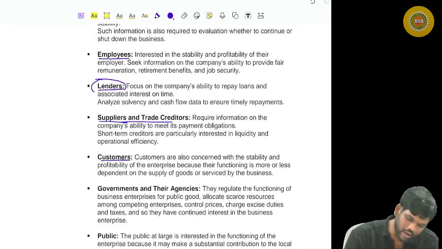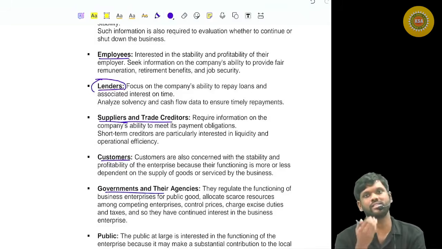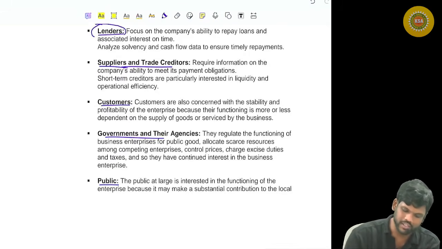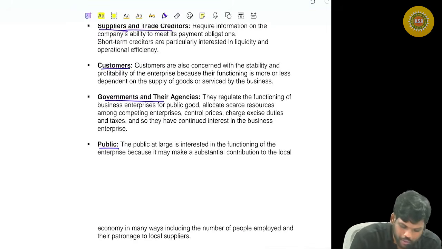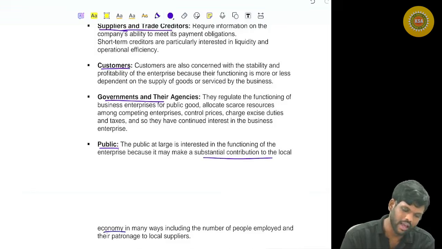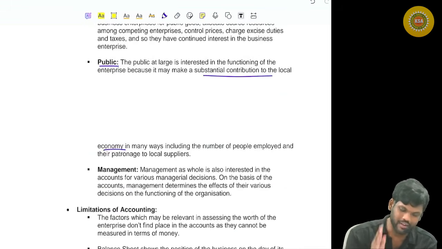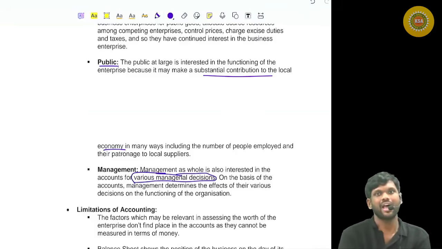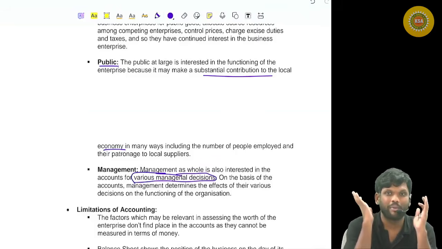And similarly even government will be interested for taxation reasons and for other information. And also public at large will also be interested to see what is the contribution that this business is actually making to the economy. And obviously management will definitely be interested, because they have to take various managerial decisions based on this accounting information. So, keep it like this.